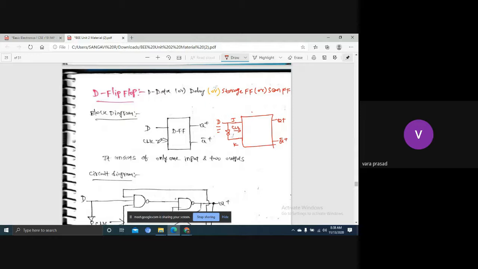How did we get this idea? See here, the idea is from here. Sorry, not this, here. Here J is 0, K is 1. Here J is 1, K is 0. By using these two, they made it a D flip-flop.